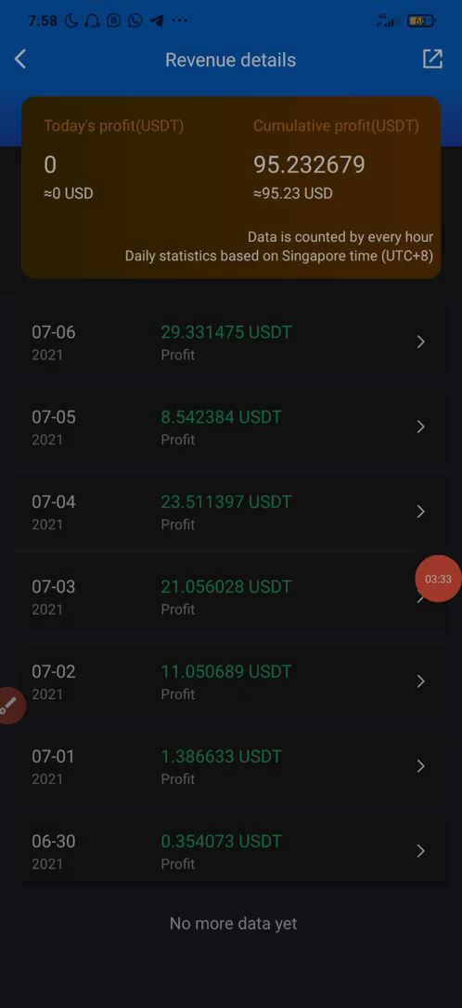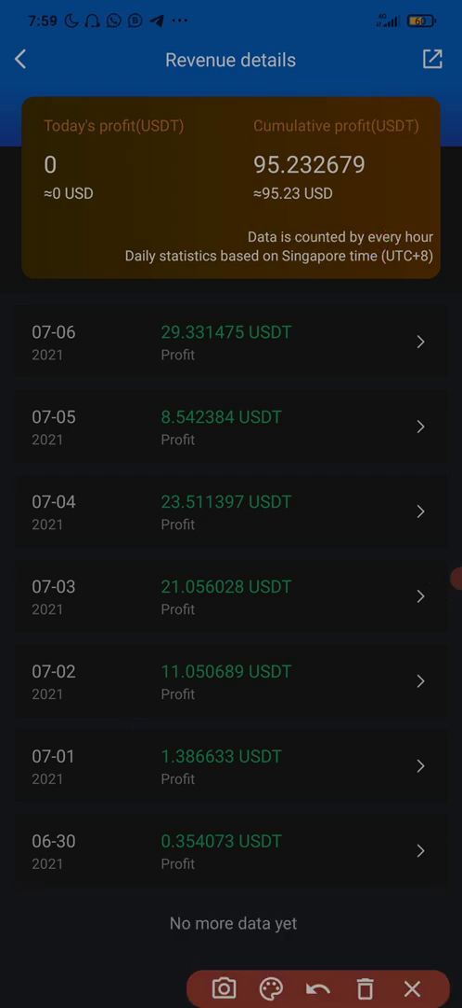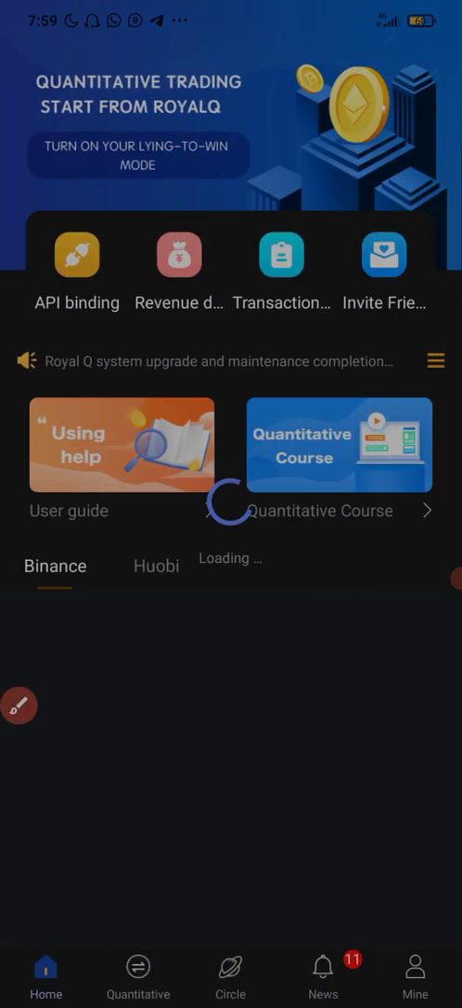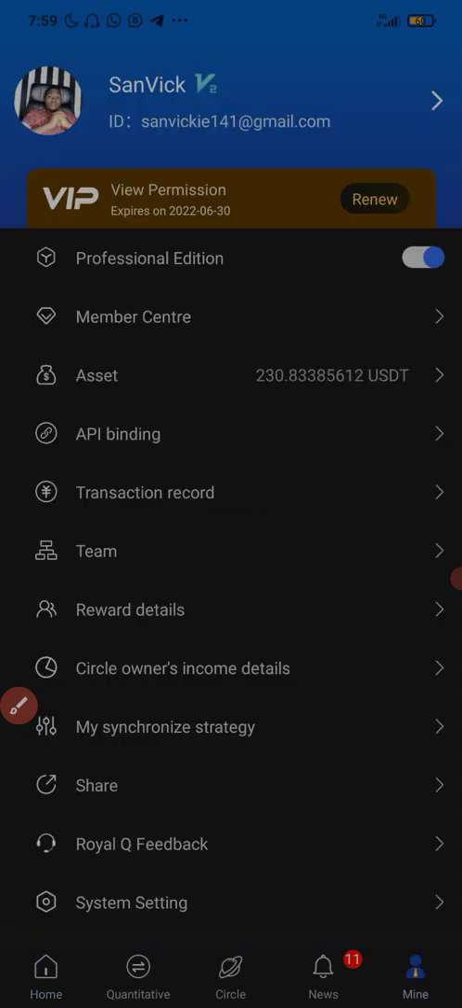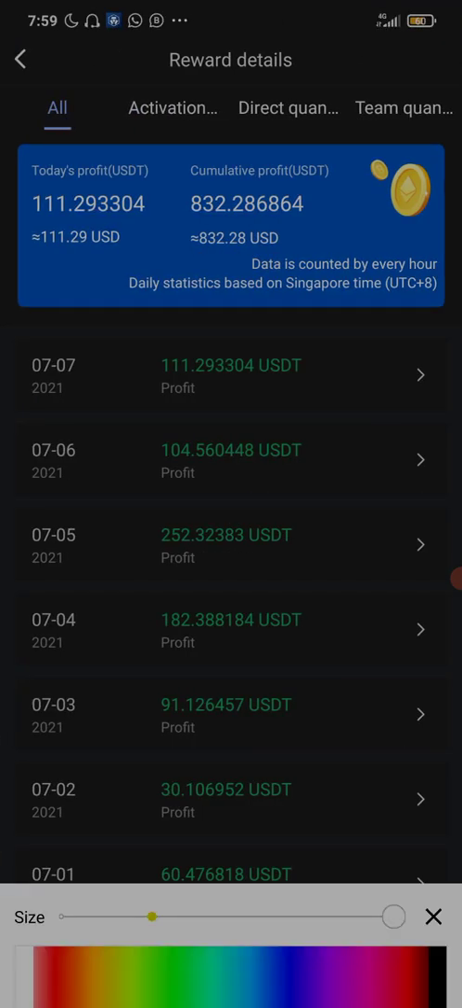Also guys, apart from this $95 cumulative profit that the bot has actually made for us through trading, we've actually made profit through this Royal Q affiliate program. If I click on reward details now, you're going to see we've actually made over $800 cumulative profit on this Royal Q affiliate program.